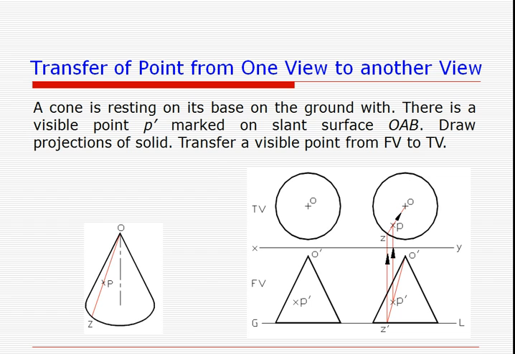The similar procedure is applied when we have to transfer the point from front view to top view in case of a cone also. So we draw a dummy generator of the cone passing through P dash and meeting the base at Z dash. Then again we get that Z dash transferred to the top view, to obtain the point Z. So OZ we obtain, and then on that OZ we get the vertical passing through P dash, and the intersecting point is the P.